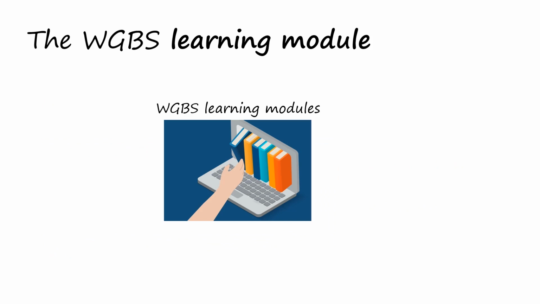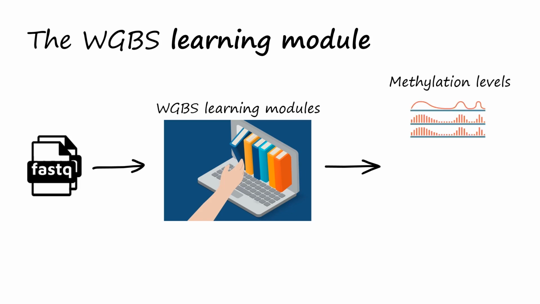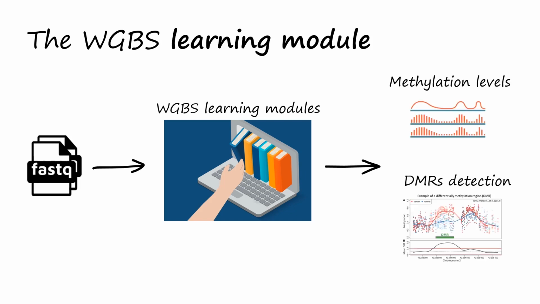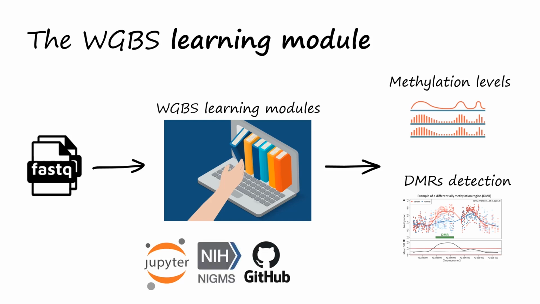In this WGBS learning module, we will start from the FASTQ sequencing files and follow the workflows in the learning module to convert these sequence reads into DNA methylation levels. And if more samples are provided, we can further detect differentially methylated regions and genes of interest. The learning module will be provided in the format of Jupyter notebooks, and they can be downloaded from the NIH GitHub repository. Users will also need a Google account to access the Google Cloud Platform and run these notebooks on the GCP.